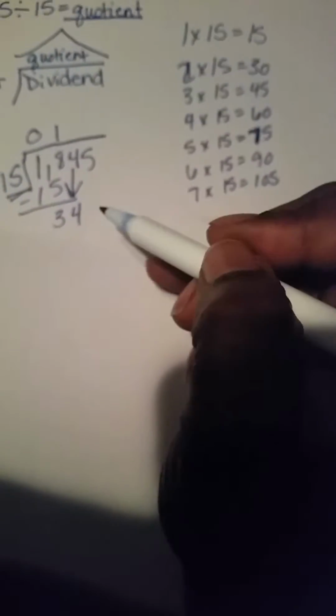Now, how many 15s can we get out of the number 34 without going over? We go back and check our chart. We can get 2 15s without going over 34, and that gives us 30. So we place our 2 above the 4. 2 times 15 is 30, and we know that because it's on our multiples chart. We subtract 34 minus 30, another mental math question, that is just 4. Now we're going to drop our 5. That's our last digit.